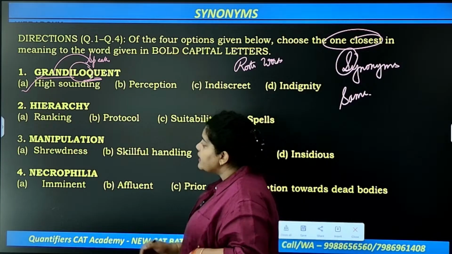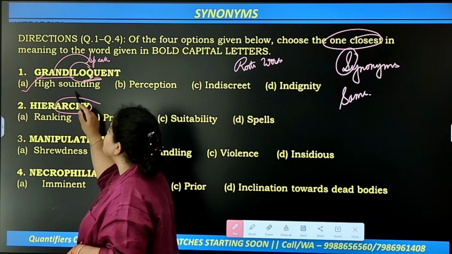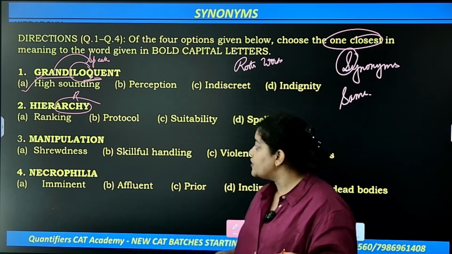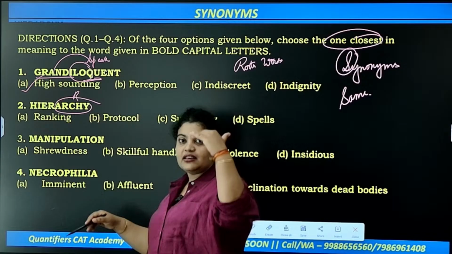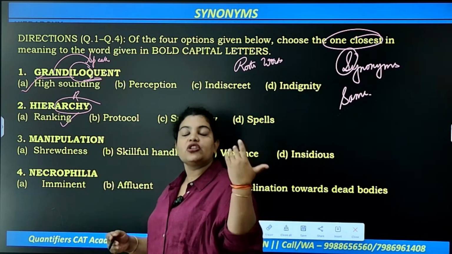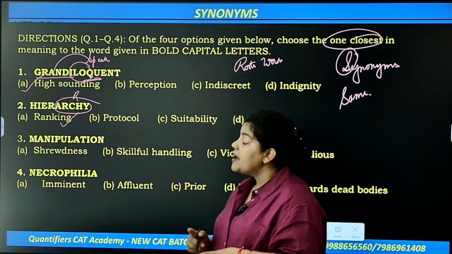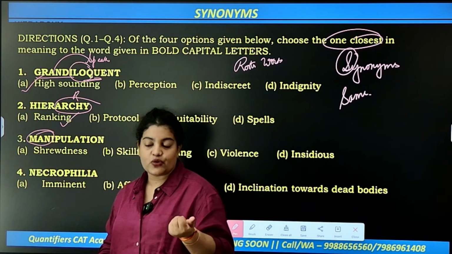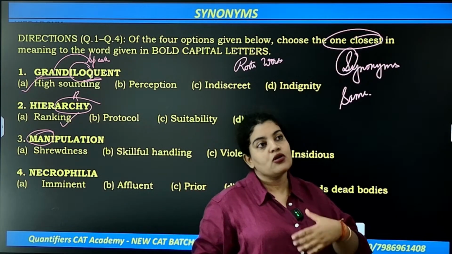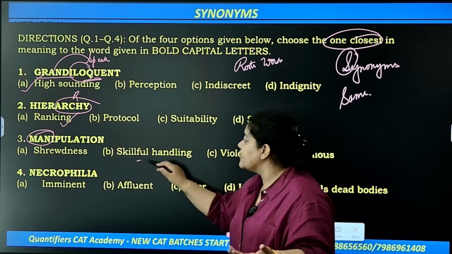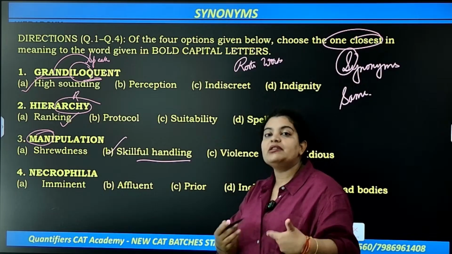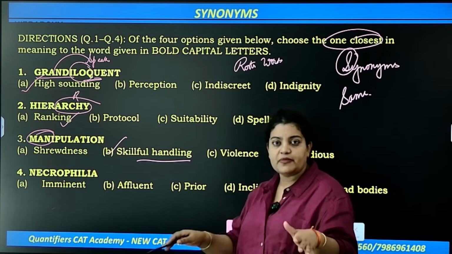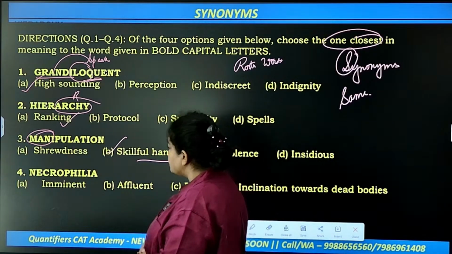Hierarchy, again we can see here that archy stands for rule. Patriarchy, matriarchal, all these kinds of words. The correct answer to this question, hierarchy, is ranking, so arrangement on the basis of ranking, that is hierarchy. Manipulation: now mani is actually used for your hands. So manipulate karna, kisi ko skillfully handle karna. You handle him in such a manner that usko is tarike se manipulate kara ki jo bhi tumhara interest tha, that particular person is doing that. So that is manipulation.